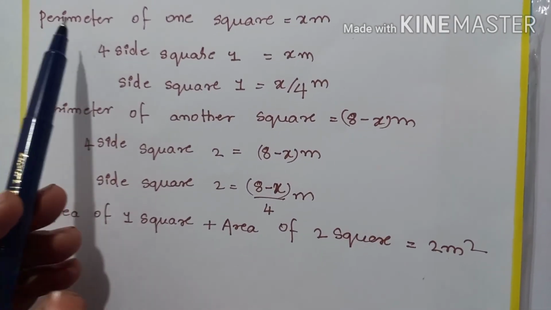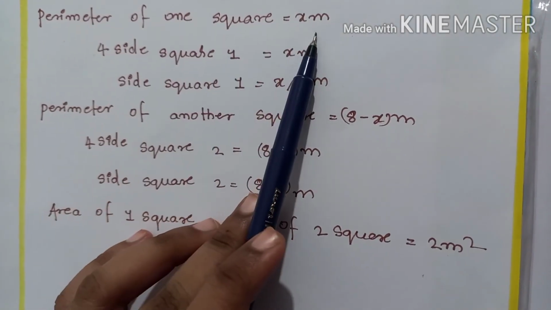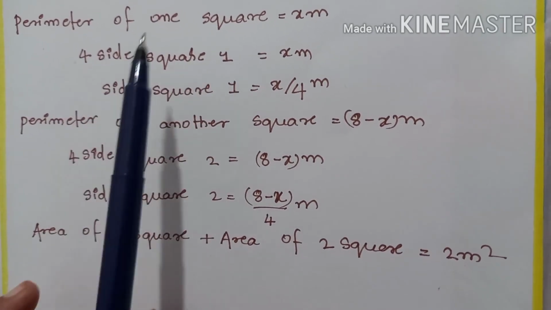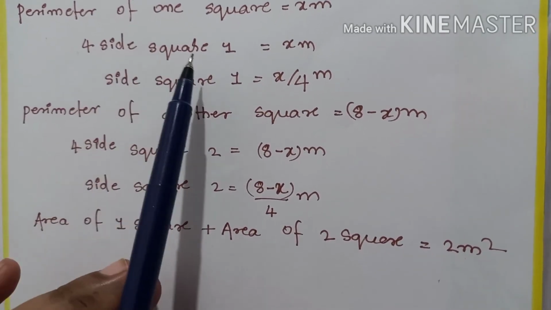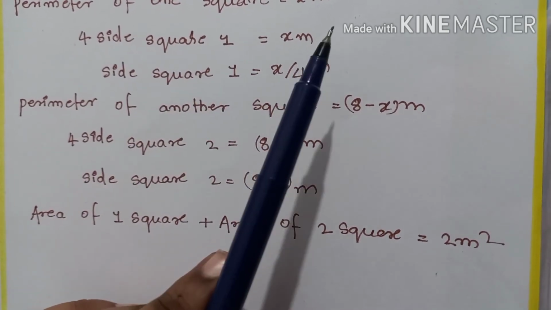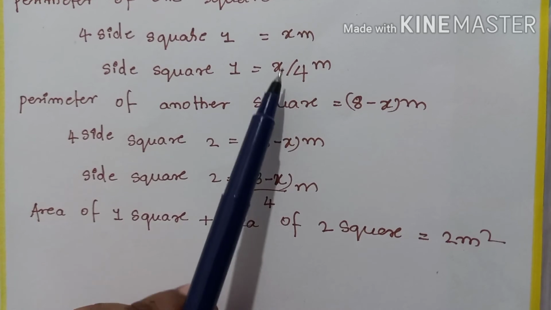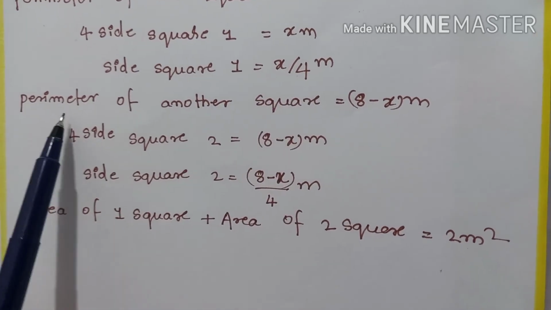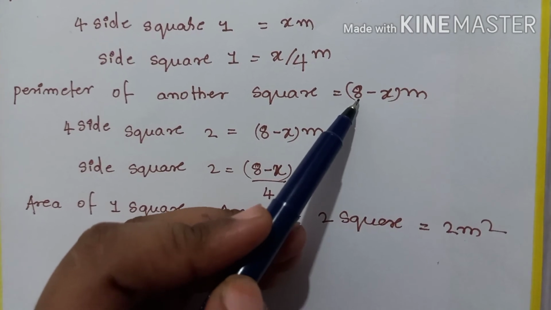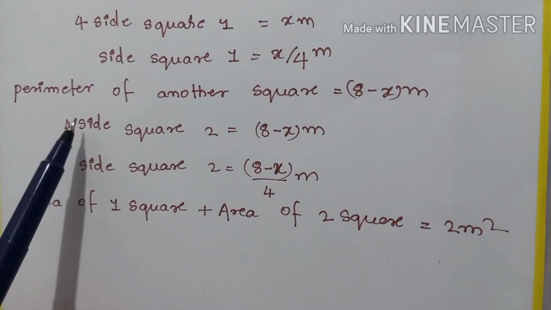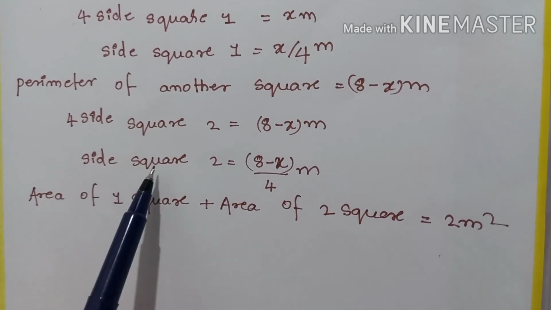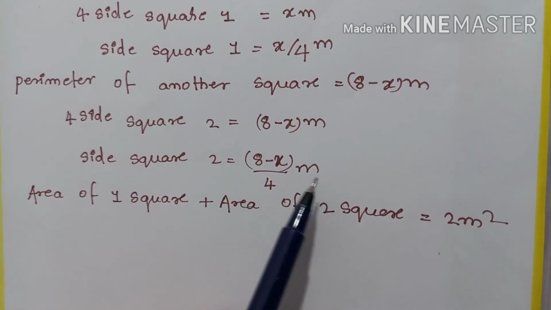Now we have got that the perimeter of one square is x meters, and we know the perimeter is 4 into sides. First we are going to consider square one. So 4 into the side of square one equals x meters. The side of square one will be x by 4 meters. Then the perimeter of the other square we have taken as y, which equals 8 minus x meters. So 4 into the side of square 2 is 8 minus x, and the side of square 2 is (8 minus x) by 4 meters.